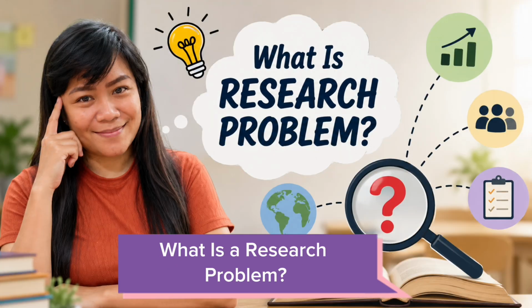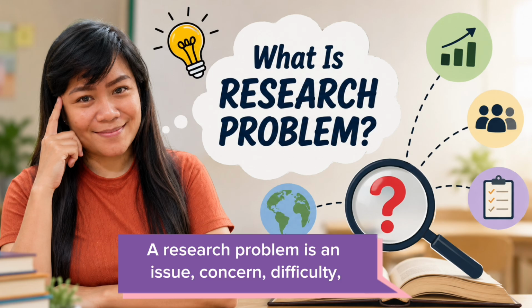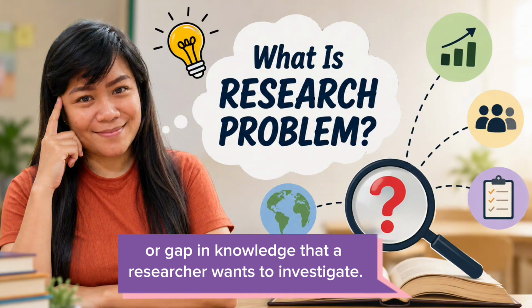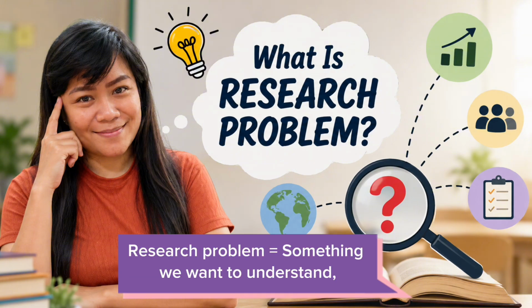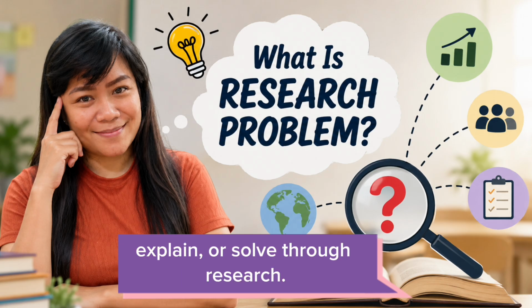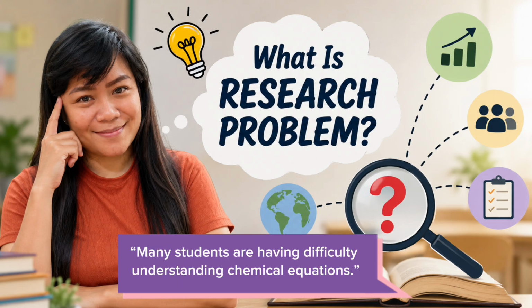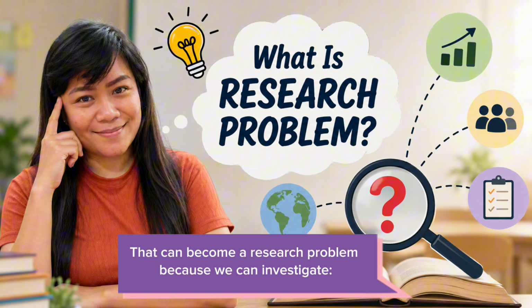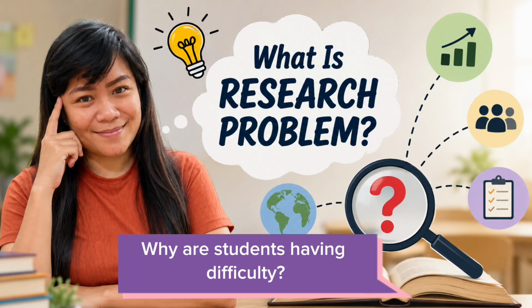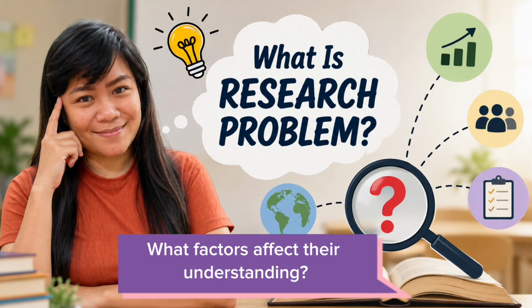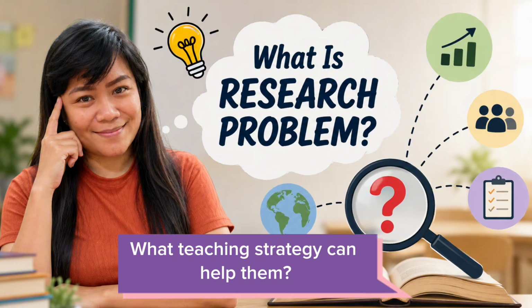What is a research problem? A research problem is an issue, concern, difficulty, or gap in knowledge that a researcher wants to investigate. Simply put, research problem equals something we want to understand, explain, or solve through research. For example, many students are having difficulty understanding chemical equations. That can become a research problem because we can investigate why students are having difficulty. What factors affect their understanding? What teaching strategy can help them?